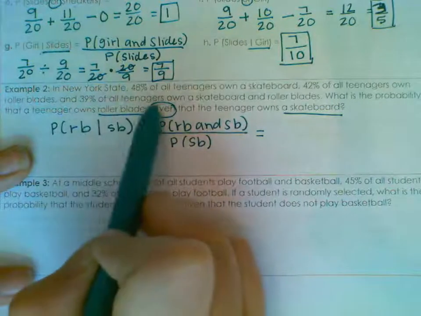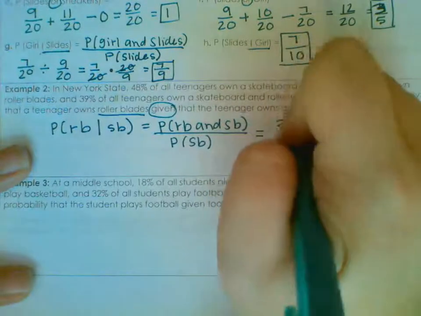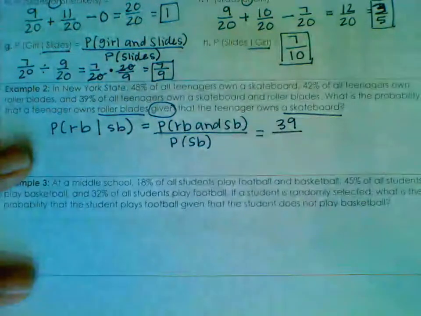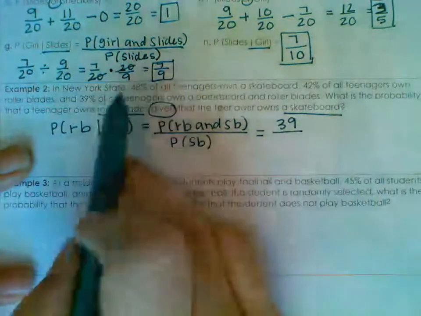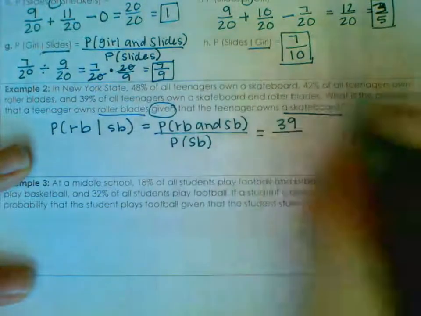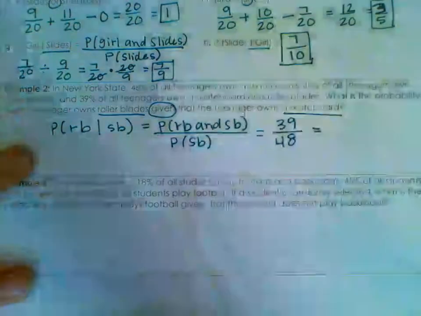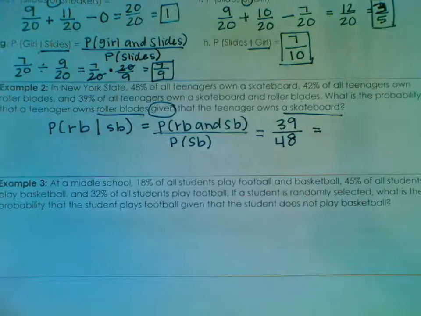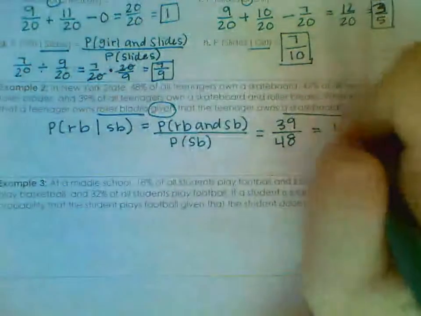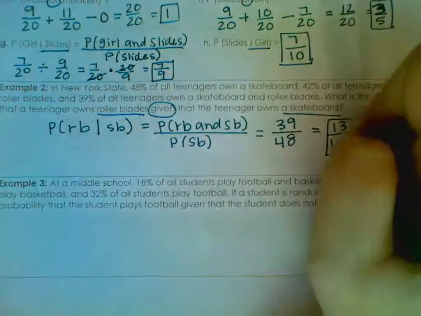39% of all teenagers own a skateboard and rollerblades, so that 39% is going to go on the top. And then on the bottom, that's the probability of just a skateboard. 48% of all teenagers own a skateboard. That 48% is going on the bottom. Okay, and now you can reduce that. 39 out of 48 reduces to 13 out of 16. And there you go.